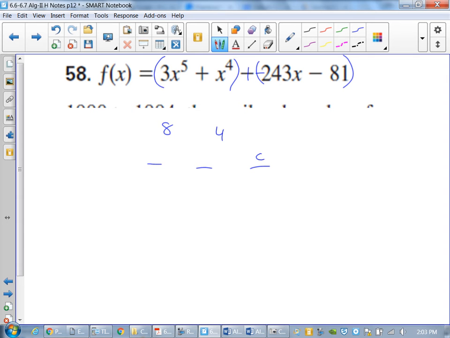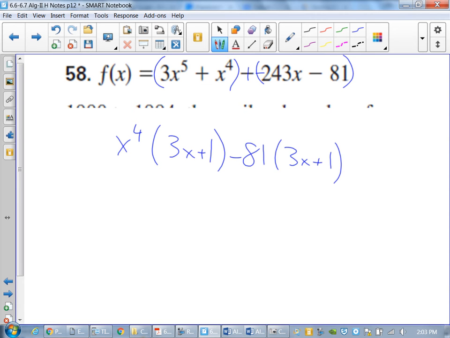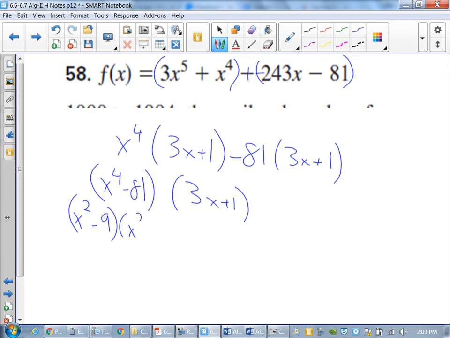Okay? So when I go through this one and I check it via grouping, what's my GCF of 3x to the 5th and x to the 4th? Pull that out. And now I have 3x plus 1. Take out the negative 81, and I have a 3x plus 1. X to the 4th minus 81 is a difference of squares. You get x squared minus 9, x squared plus 9.